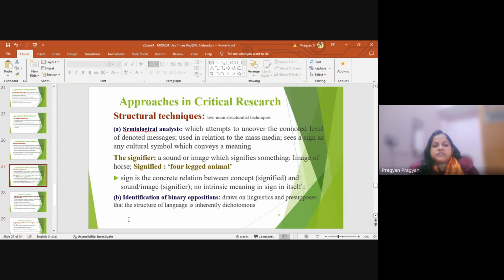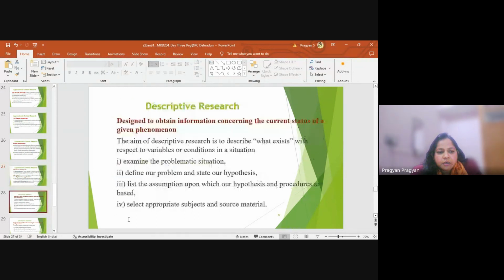The sign in itself is more important than the signifier, because a signifier can be changed from society to society. So there is a need to understand that sign is the concrete relation between concept, that is the signified, and the sound or image, that is the signifier. This is a very important technique. It is being used for ethnography purpose particularly.